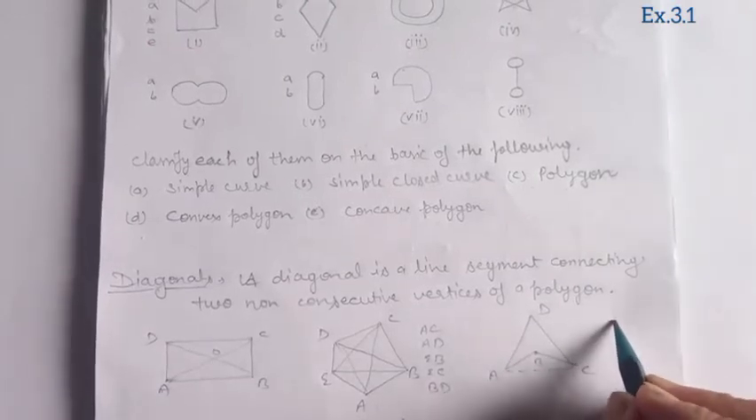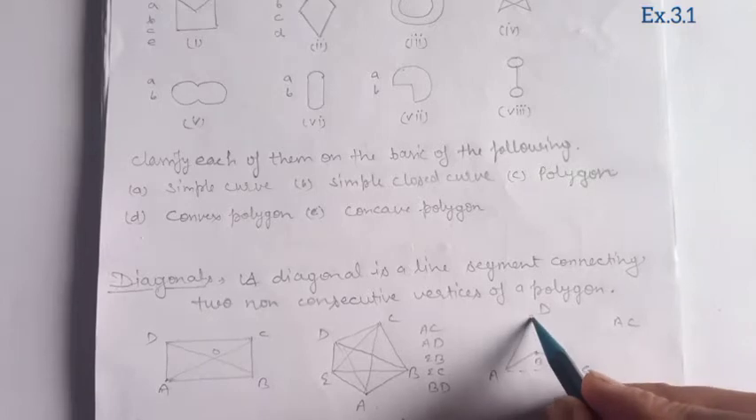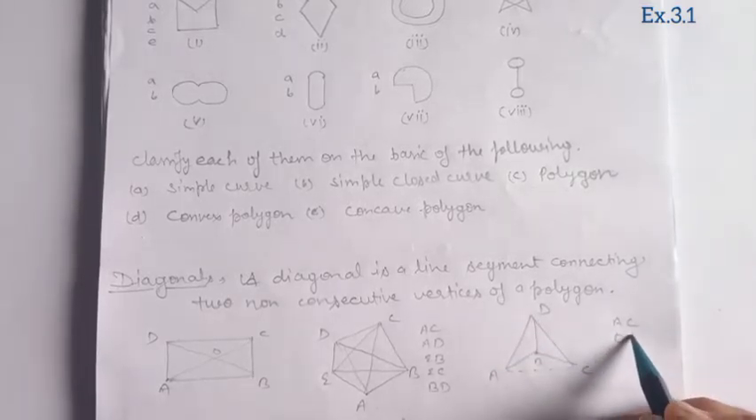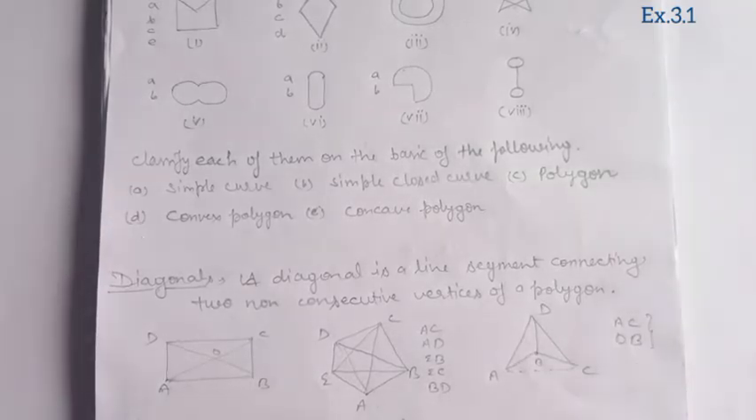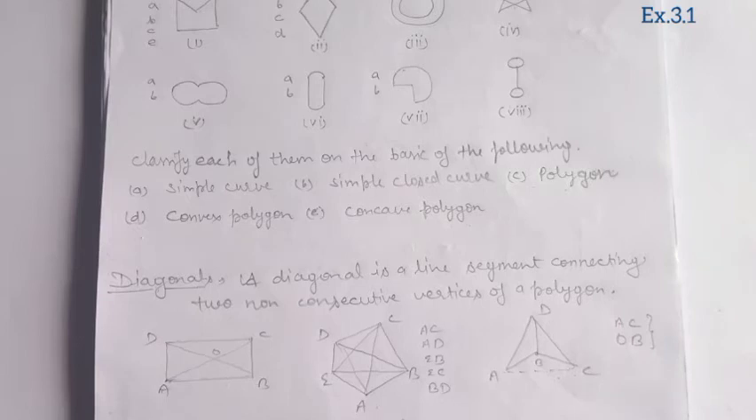So one diagonal is AC, and the second is DB. There are two diagonals in this shape. Now suppose I ask you to find the diagonals in an octagon. How will you do it? First you would draw the octagon, then count one by one. No, students, we have a formula to find diagonals the easy way. It is simpler than drawing the diagonals.